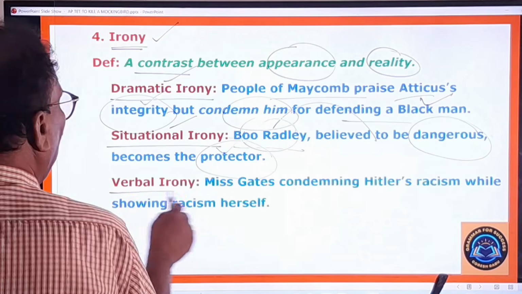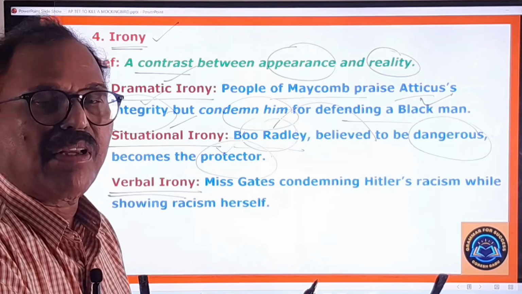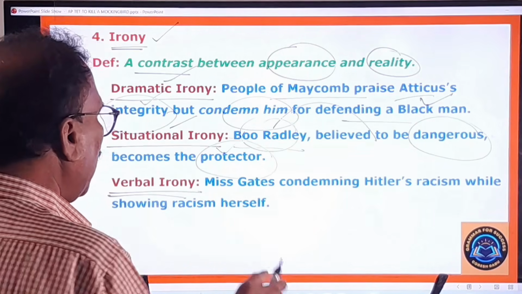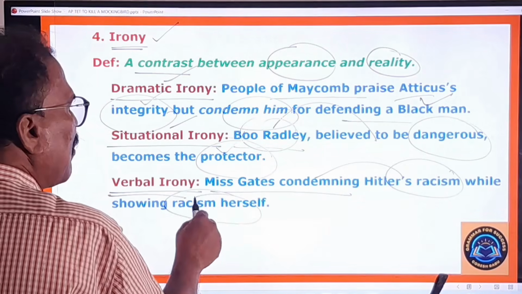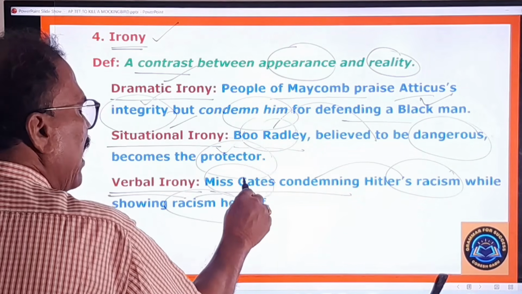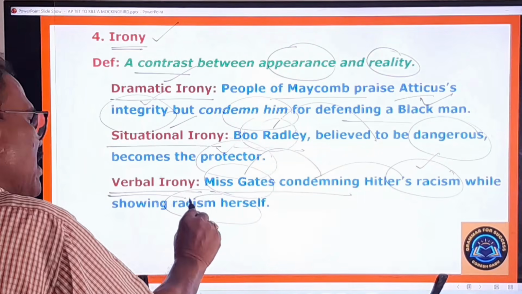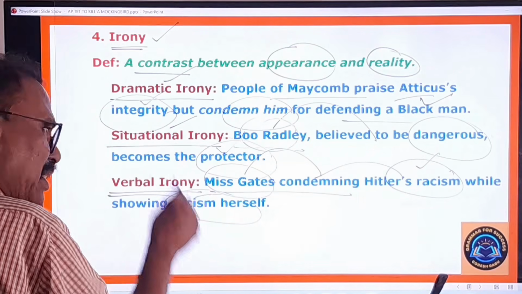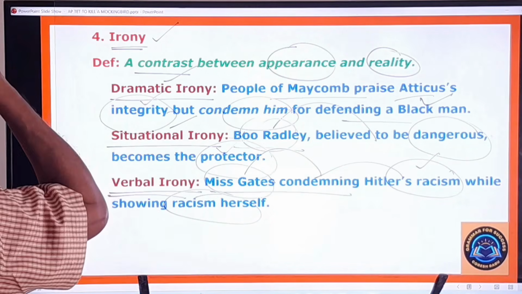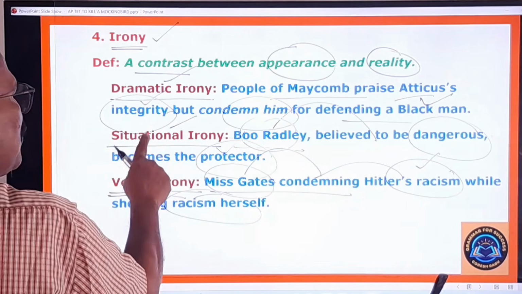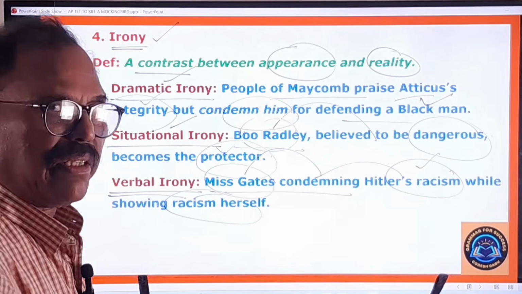And here, verbal irony. That means whatever you say, the opposite of that is called verbal irony. Here Miss Gates condemns Hitler's racism while showing racism herself. This lady condemns Hitler's racism, but she herself shows racism and maintains racial discrimination, and that is called verbal irony. So in this way, we have three kinds of irony: dramatic irony, situational irony, verbal irony. Right. And now we move on to other literary devices.